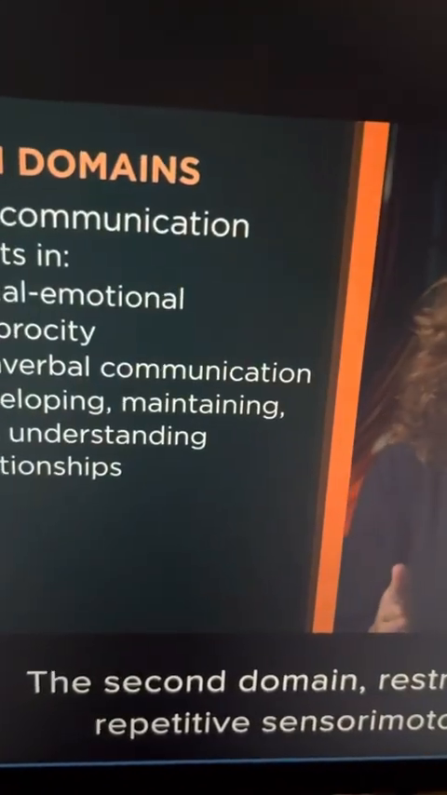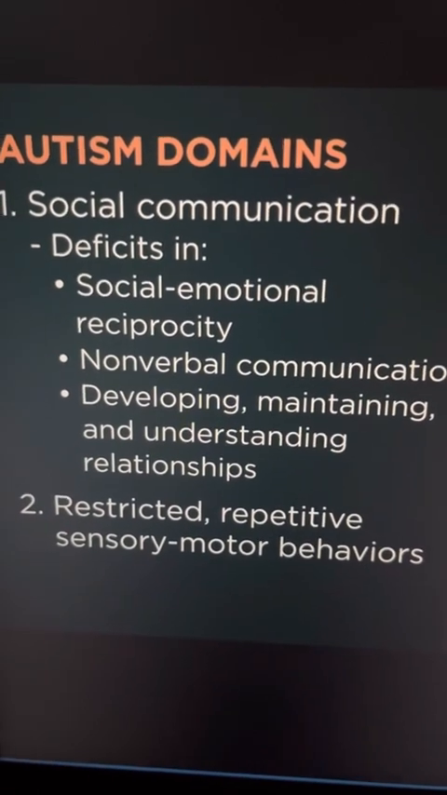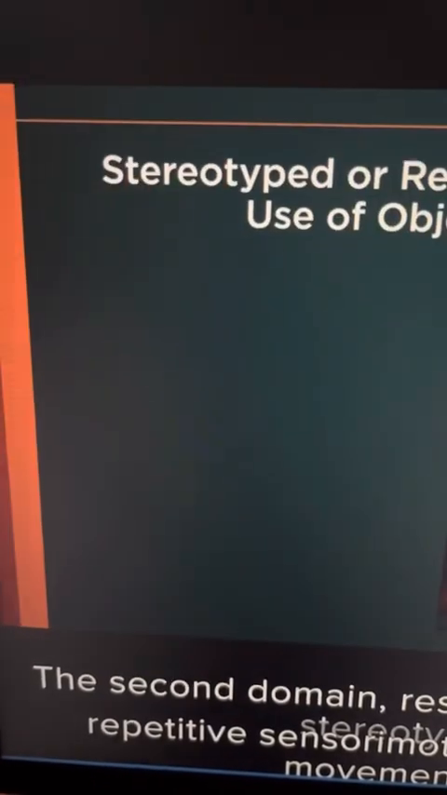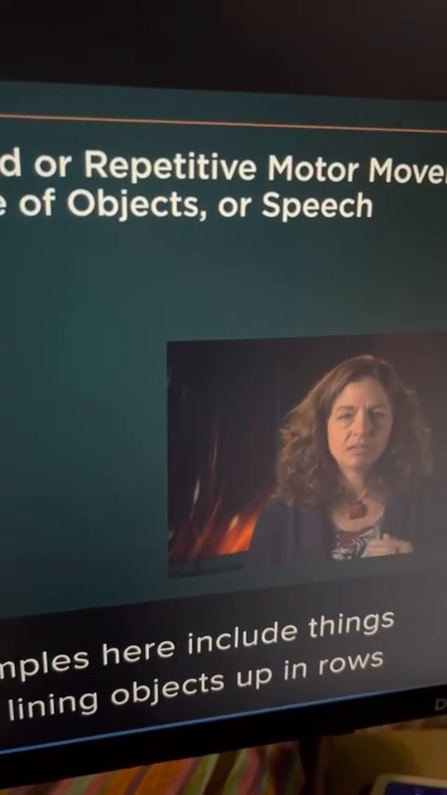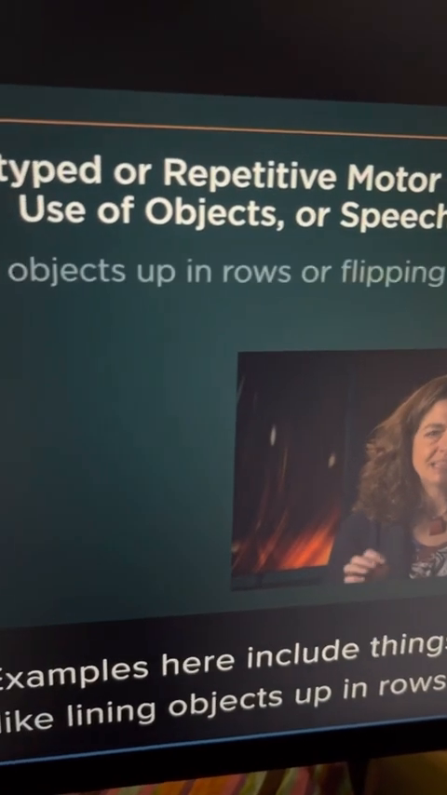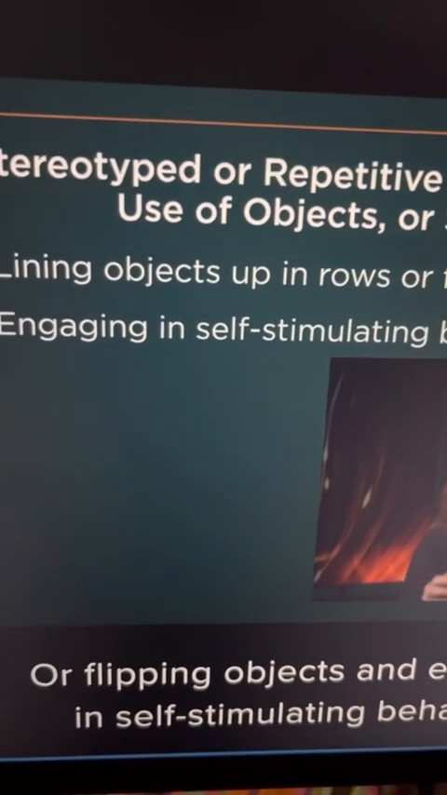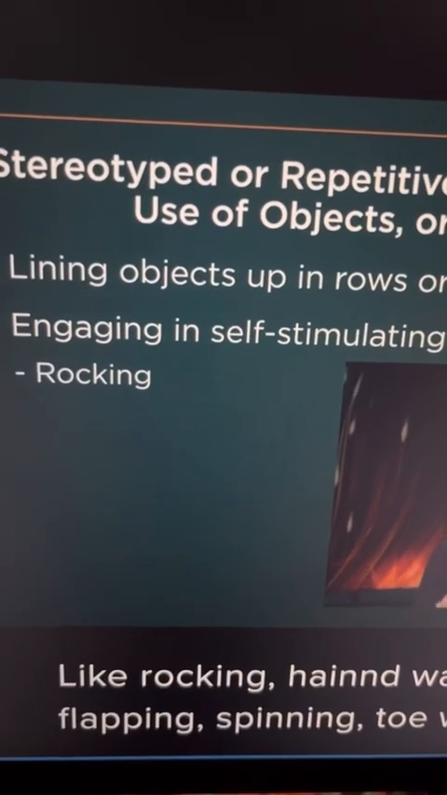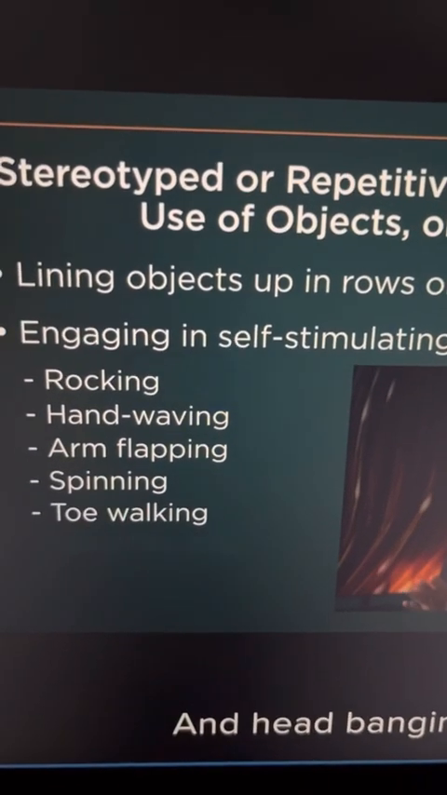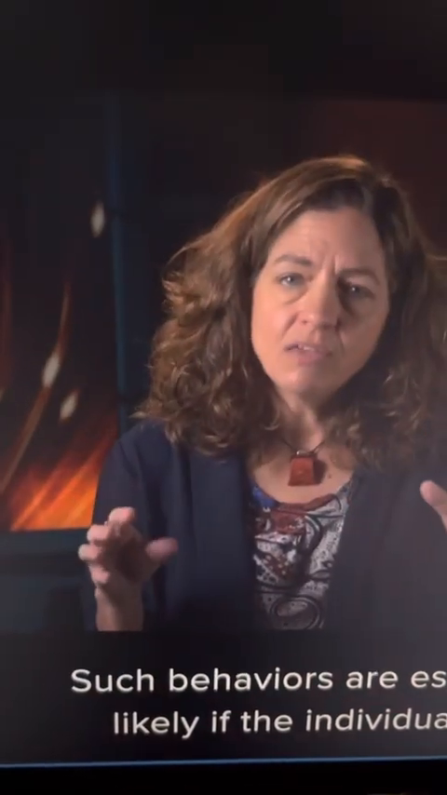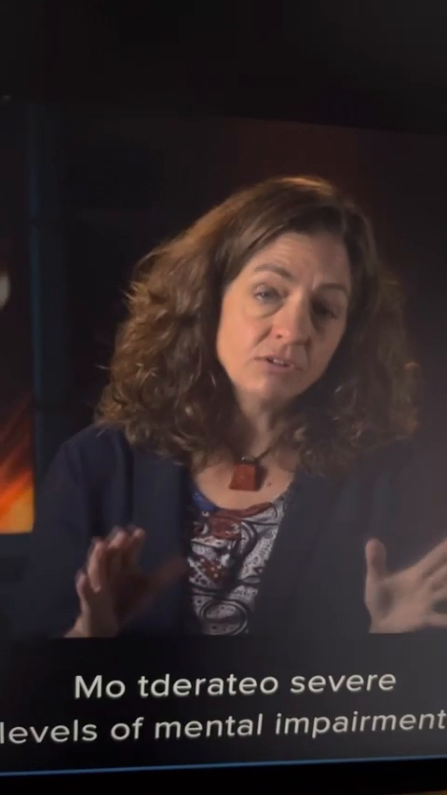The second domain, restricted, repetitive sensory-motor behaviors, has 4 subdomains. The first one is stereotyped or repetitive motor movements, use of objects, or speech. Examples here include things like lining objects up in rows or flipping objects, and engaging in self-stimulating behaviors like rocking, hand waving, arm flapping, spinning, toe walking, and head banging. Such behaviors are especially likely if the individual has moderate to severe levels of mental impairment.